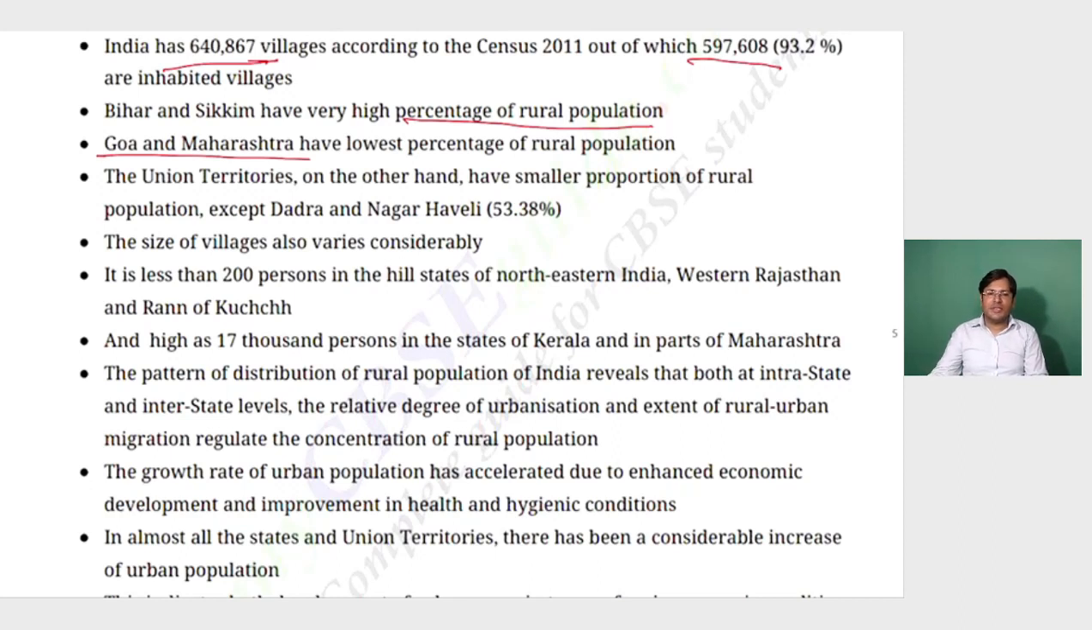For example, in the states of Kerala and parts of Maharashtra, some villages have as high as 17,000 persons in a village. मतलब जो कुछ विलेजेज है जो माउंटेन्स स्टेट्स और रीजन के और रेगिस्तान के, देयर द एवरेज पॉपुलेशन ऑफ द विलेज इज 2000 पर्सन्स. लेकिन केरला और महाराष्ट्र के कुछ विलेजेज है वहाँ पे 70,000 तक पर्सन्स एक विलेज के अंदर रहते हैं.